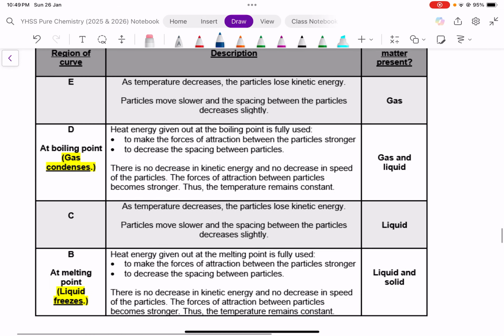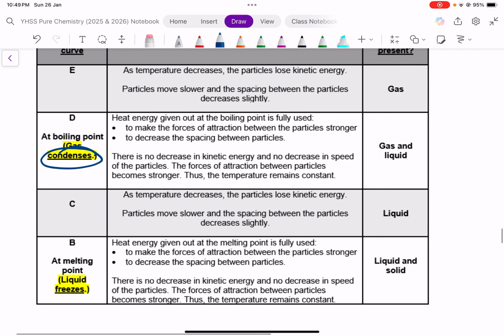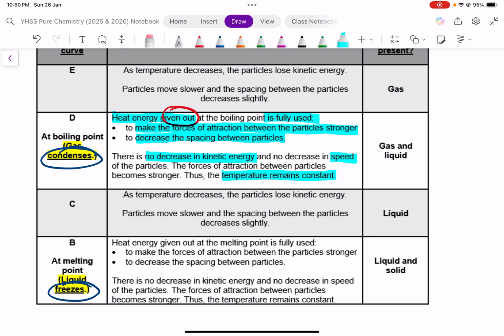So we need to explain why it is that during condensation and during freezing, the temperature remains constant. Again, the explanation is very similar, but remember to reverse the words. Just now, heat energy was absorbed. Now heat energy is released, given out. So heat energy given out during condensation is fully used to make the forces of attraction between particles stronger, to decrease the spacing between particles. There is no decrease in kinetic energy and speed, and therefore temperature remains constant.